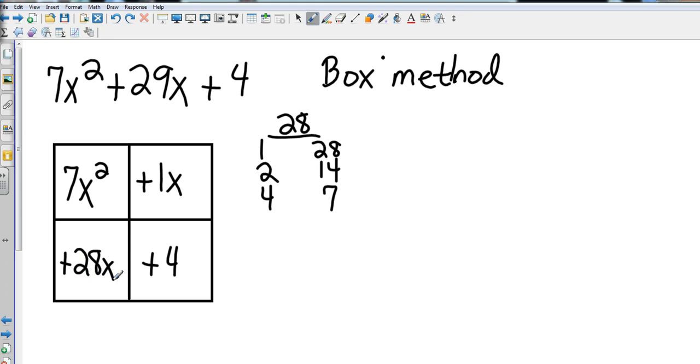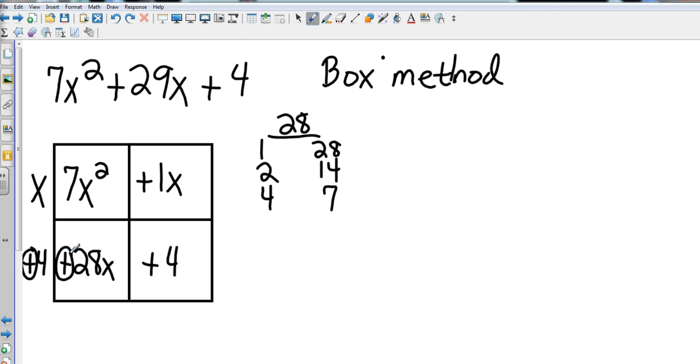Now, from this point, I need to find common factors of all of these terms. So I'm going to go horizontally and look at the 7x squared and the x, and find the greatest common factor between those two. That greatest common factor is just x. Then I go below it to the 28x and positive 4, and the greatest common factor between those is going to be positive 4. The reason it's positive is because this term is positive. So those signs will always be the same.